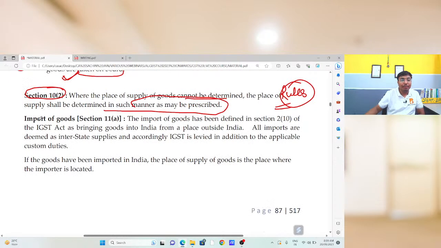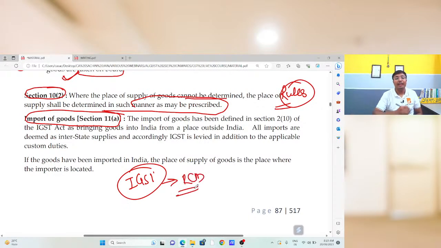Next, in case of import of goods, suppose I am in India and I want to import certain goods, that is, I want to buy certain goods from outside India. In that case, that buying will be called my import. I am the importer and the counterparty will be in another country. The place of supply will be the place of the importer, and the importer needs to pay the taxes under reverse charge mechanism. IGST should be paid because this is treated as an interstate supply. So whenever there is an import of goods, only IGST should be charged under reverse charge mechanism. That is the concept of section 11, subsection A, import of goods.